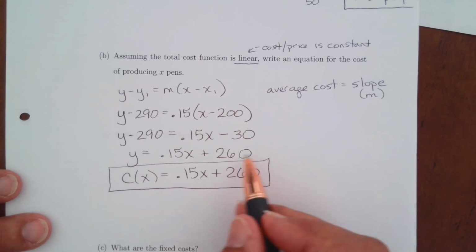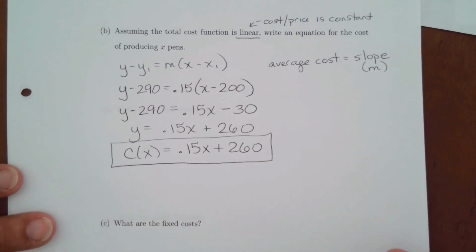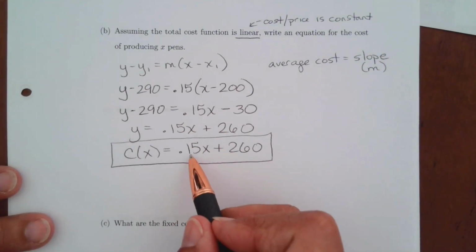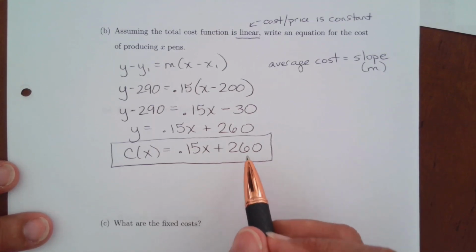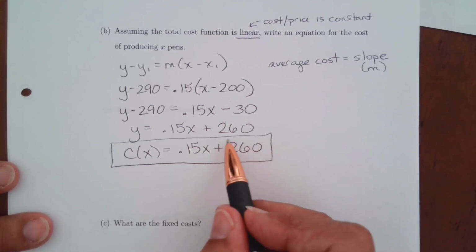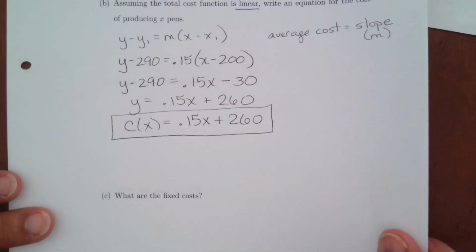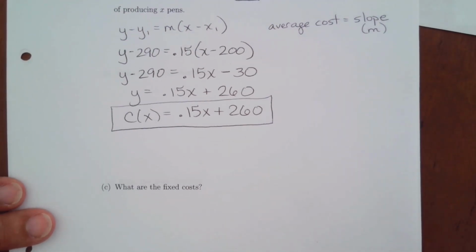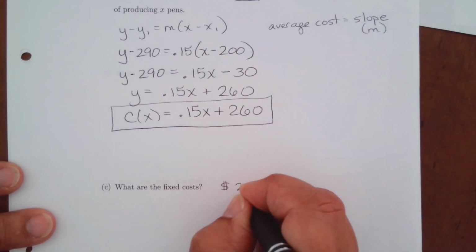So remember what this is. Think about the cost function. The cost function was the price per item times the number of items plus any fixed cost, right? So right there is your fixed cost. So remember that formula. So part C says, what are the fixed costs? Well, the fixed costs are $260.